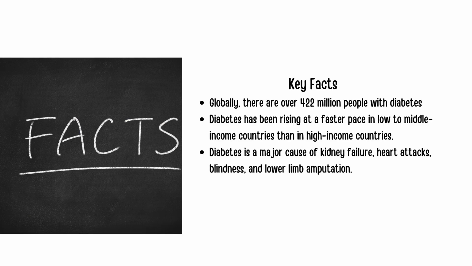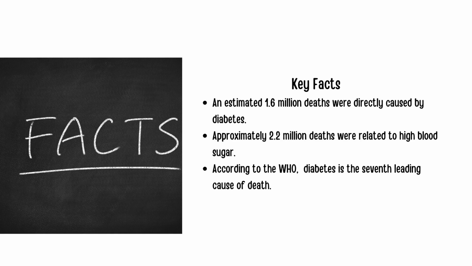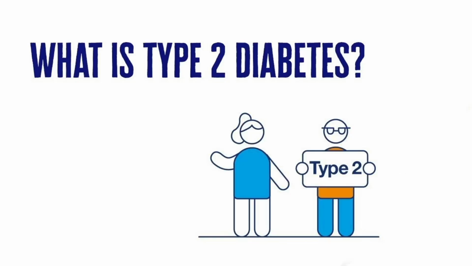There are over 422 million people with diabetes worldwide, and it is rising at a faster pace in low to middle income countries than in high income countries. Diabetes is a major cause of organ failure, heart attacks, blindness, and lower limb amputation. An estimated 1.6 million deaths were caused by diabetes, and 2.2 million deaths were related to high blood sugar. Diabetes is the seventh leading cause of death in the world.